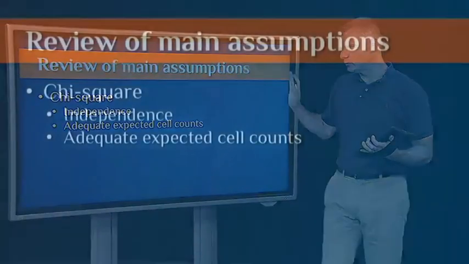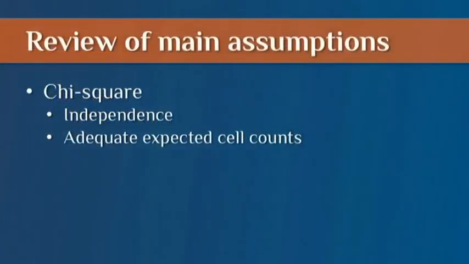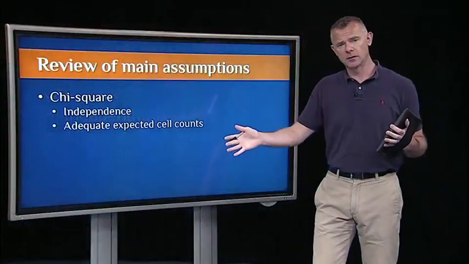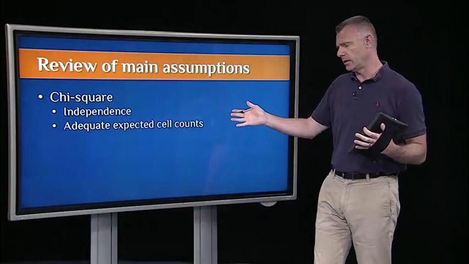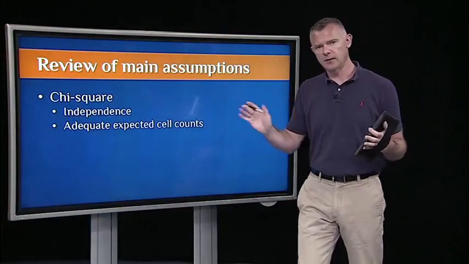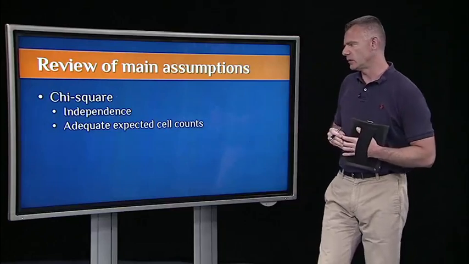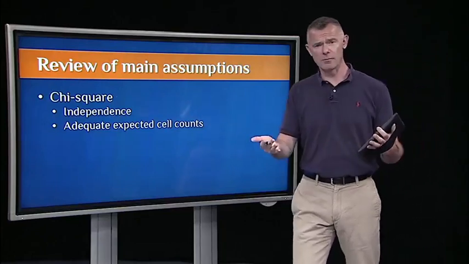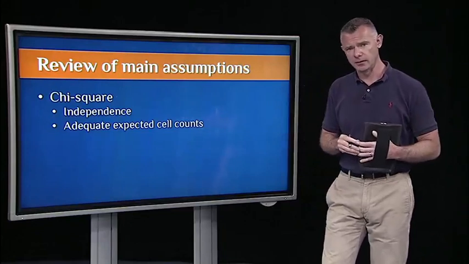Finally, when we got to the chi-square tests, we had just two assumptions: one, independence, and two, that there were adequate expected cell counts across our expected counts in our contingency tables. And those we could just eyeball to see if they satisfied the assumption.